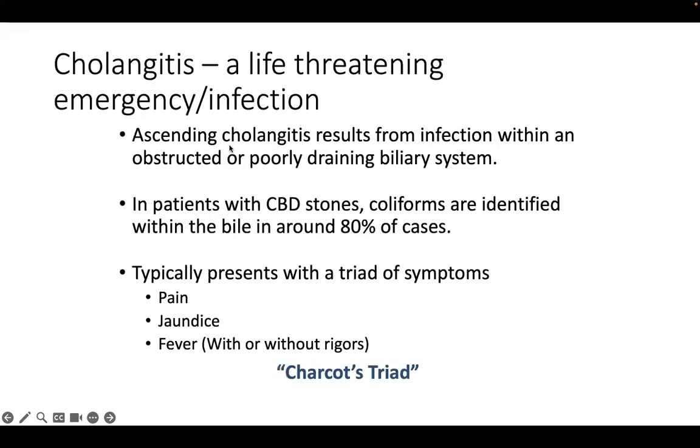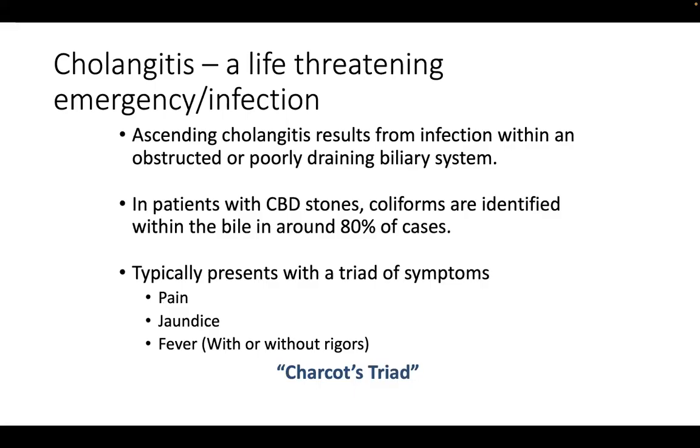Okay. So what is cholangitis? This is a life-threatening emergency or infection. It is an ascending kind of infection that results from an infection within the obstructed or poorly draining biliary system. In patients with CBD stones, coliforms have been identified within the bile in around 80% of cases. So these are for your MCQs.